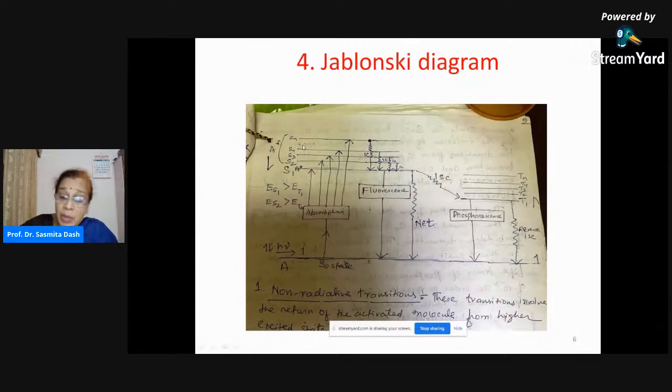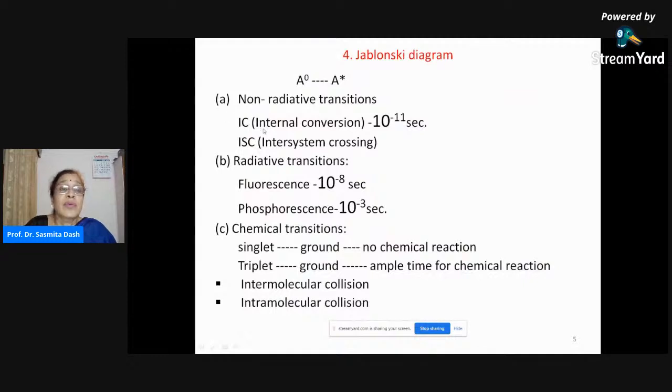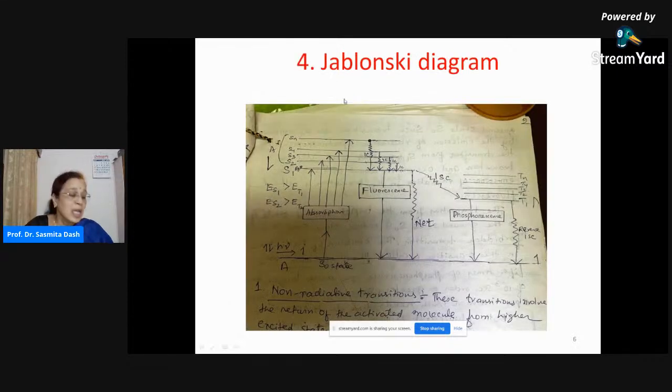But in our previous discussion I have told that both IC, internal conversion, and ISC, the intersystem crossing, are non-radiative transitions. Coming to the radiative transitions, these transitions involve the return of the activated molecule from the S1 level or T1 level to come down by some means. Let us see how it happens.